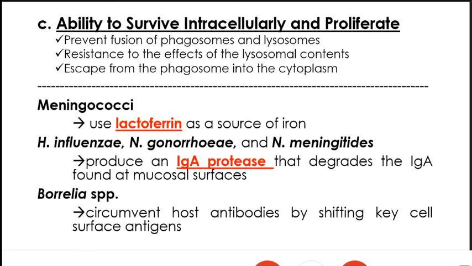And then we have your Haemophilus influenzae. They produce an IgA protease that degrades the IgA found at mucosal surfaces. And these Borrelia species circumvent host antibodies by shifting cell surface antigens. So all of these, they use it now to survive when they get inside the cell. Okay? They can still cause infection.